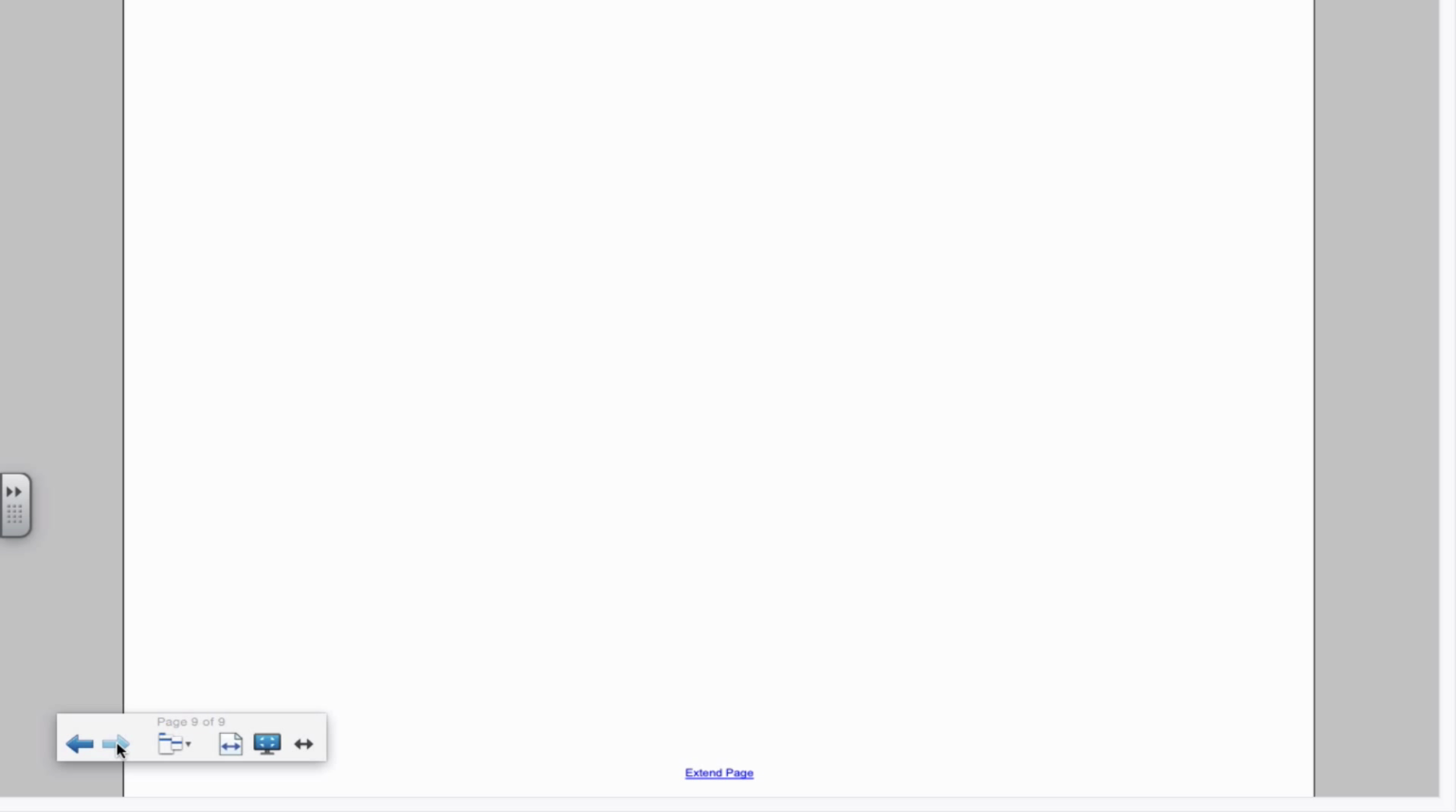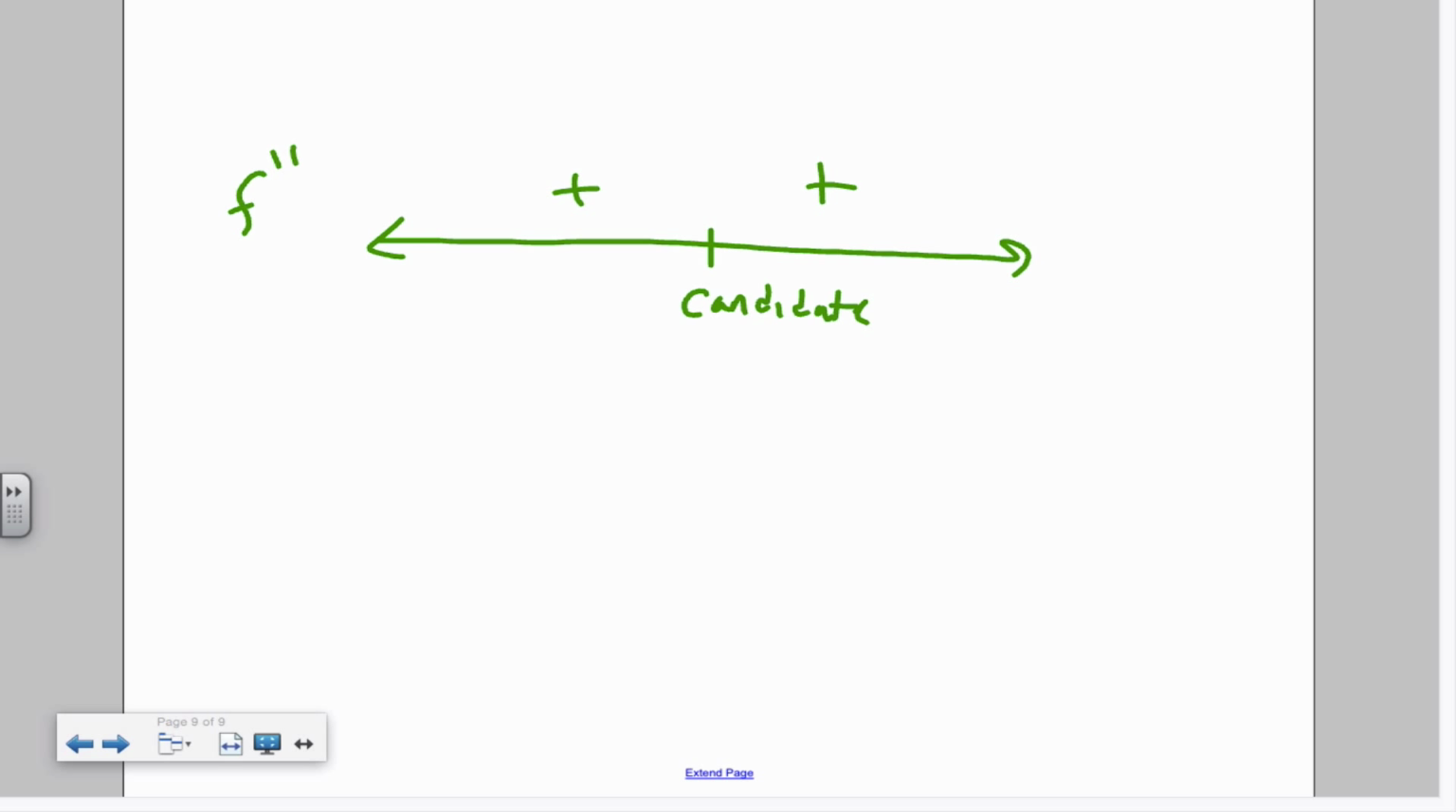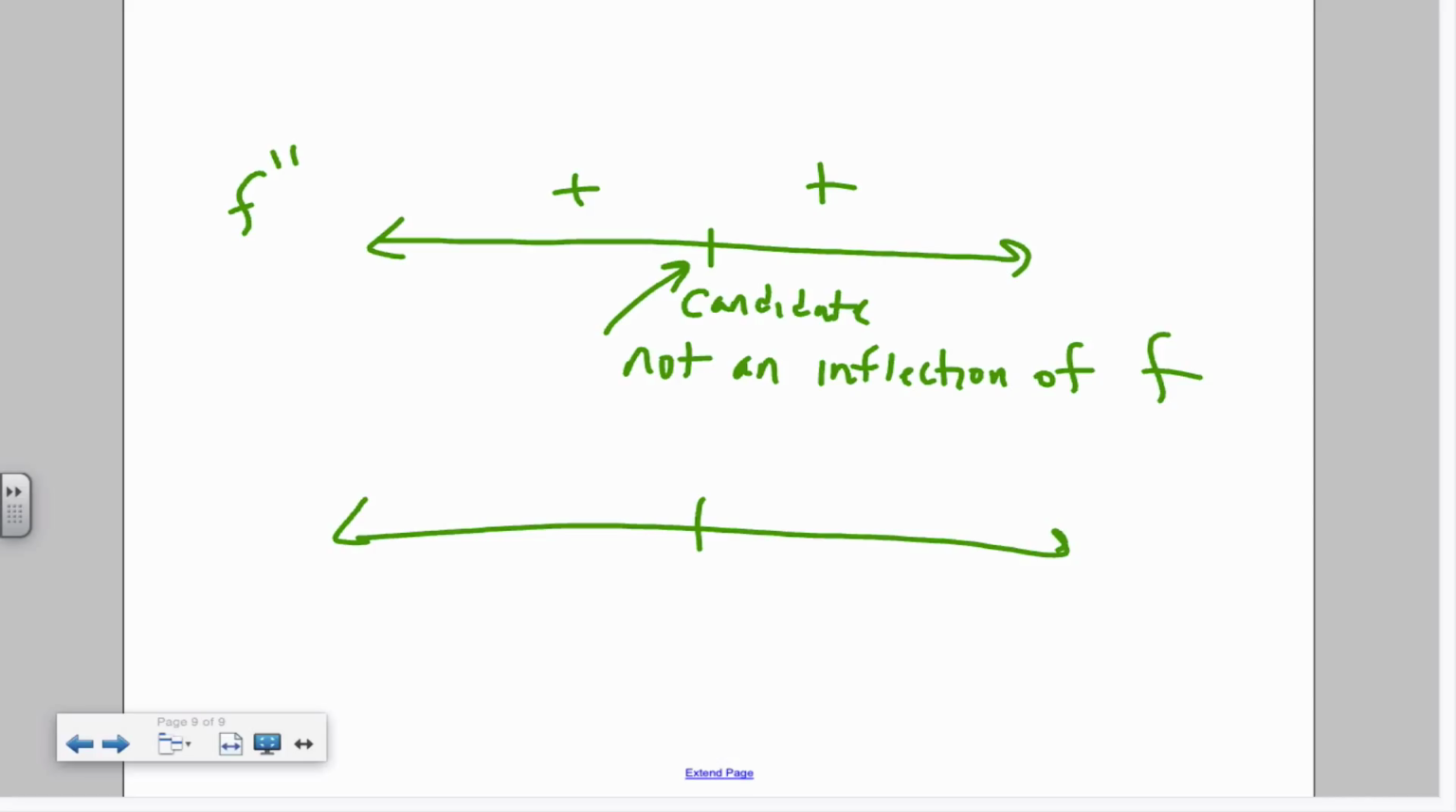Let's say I have a number line, and let's say this is my second derivative. And let's say I get plus and plus, and this is my candidate point. That means this point right here is not an inflection point on f. But if I had my candidate point for an inflection and it was plus to the left, minus to the right, or if it was minus and plus, then this point right here is an inflection point on the graph of f.